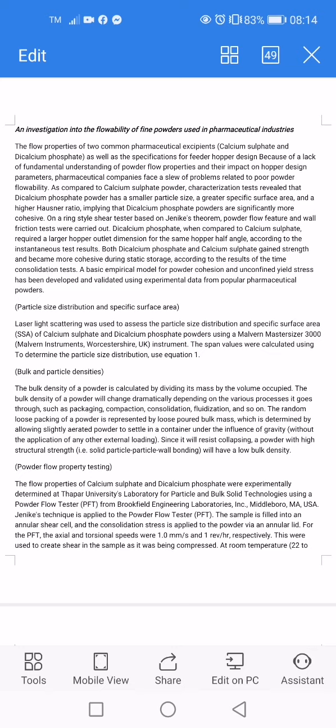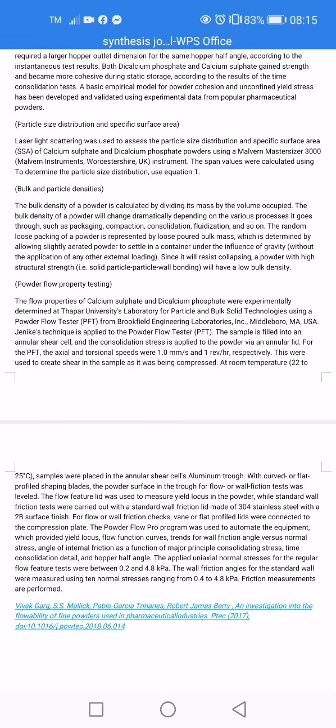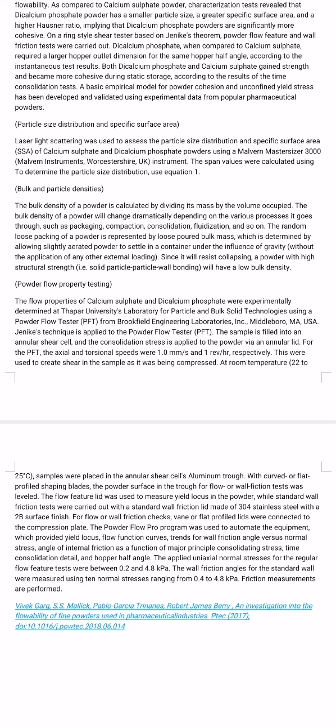The sample is filled into an annular shear cell, and consolidation stress is applied to the powder by an annular lid. For the PFT, the axial and torsional speeds were 1.0 mm per second and 1 revolution per hour respectively. These were used to create a shear sample as it was being compressed at room temperature, from 22 degrees Celsius to 25 degrees Celsius. Samples were placed in the annular shell's aluminum trough.